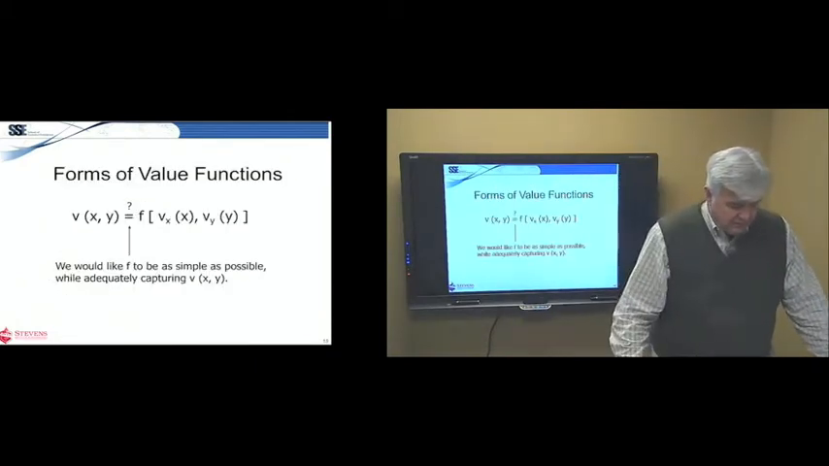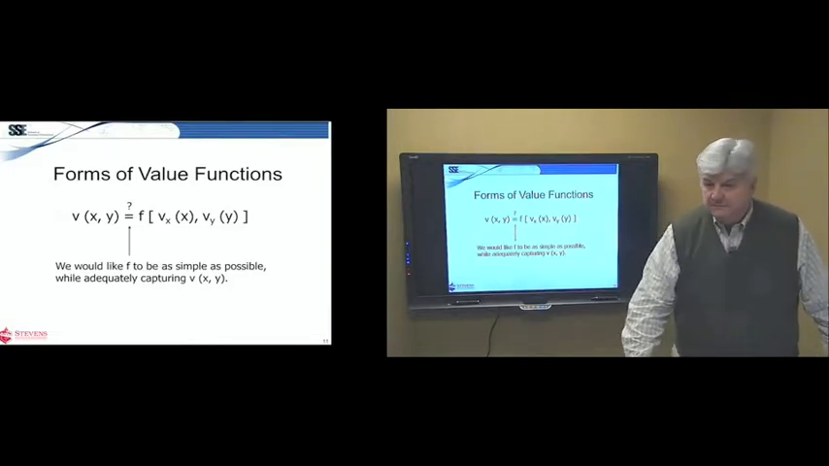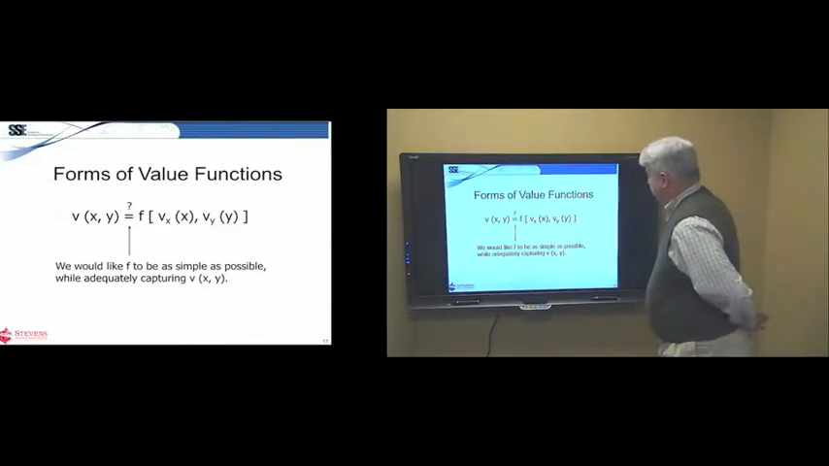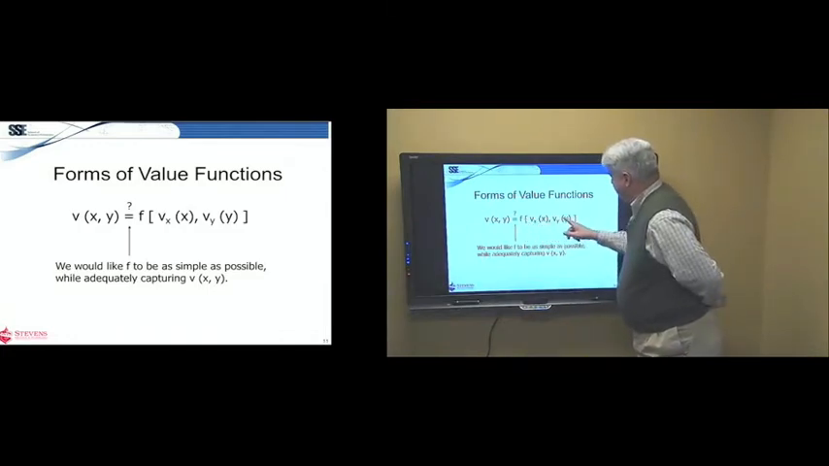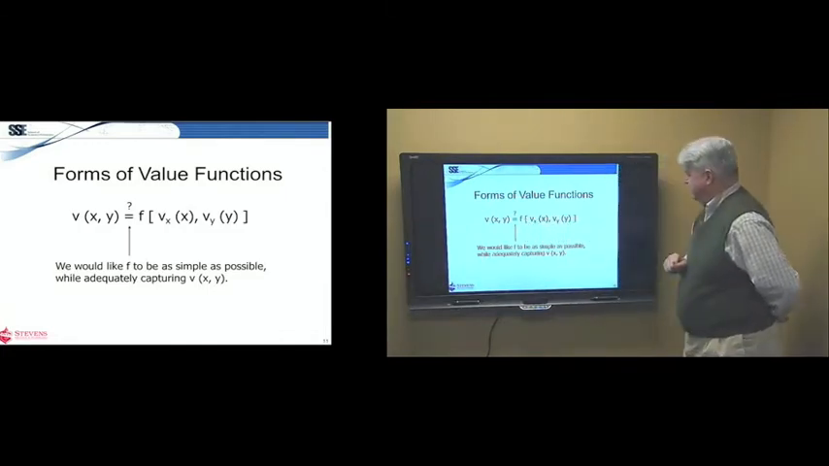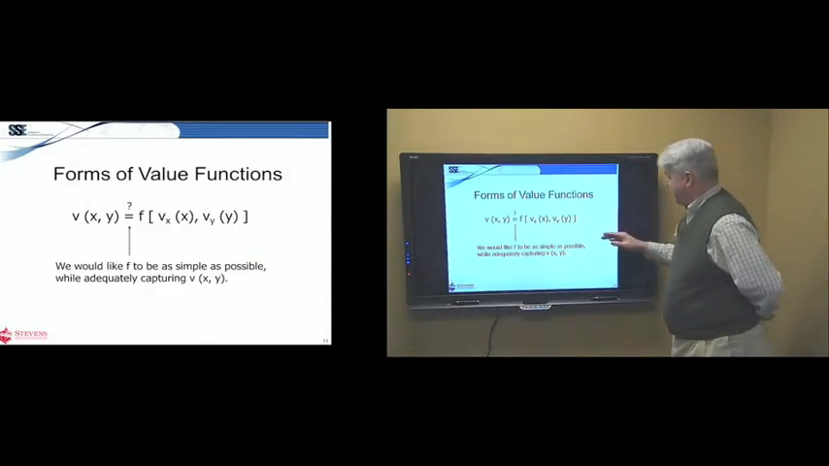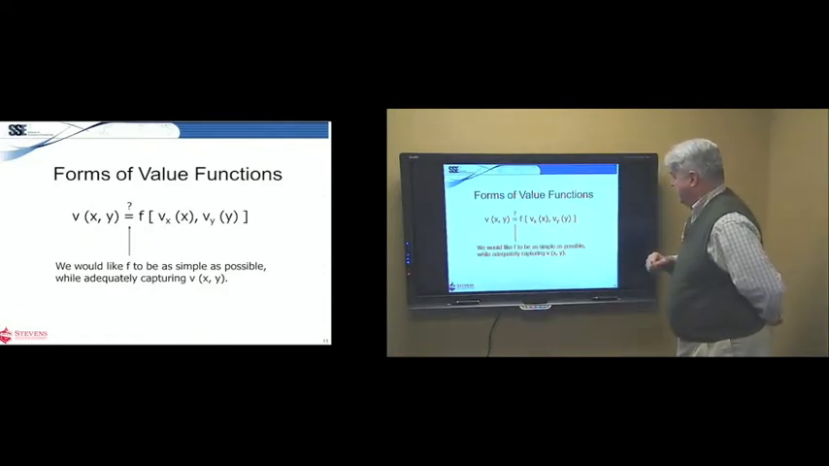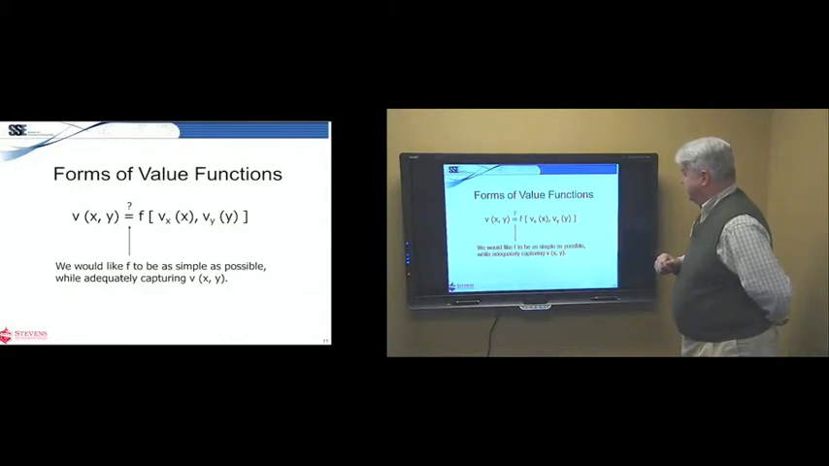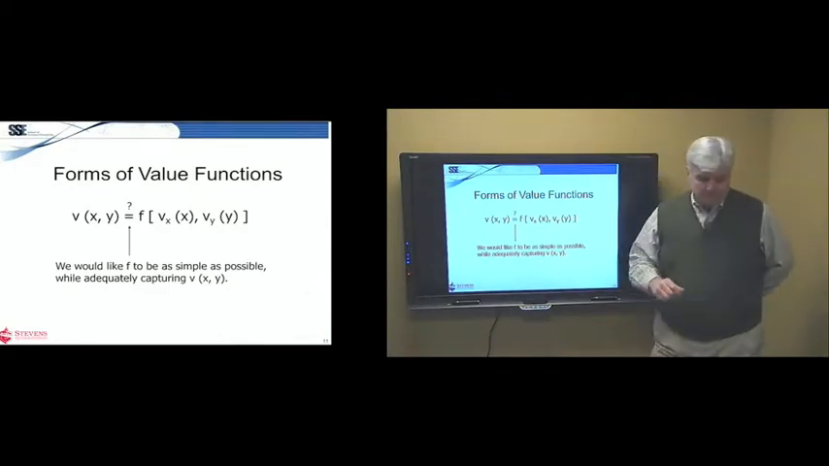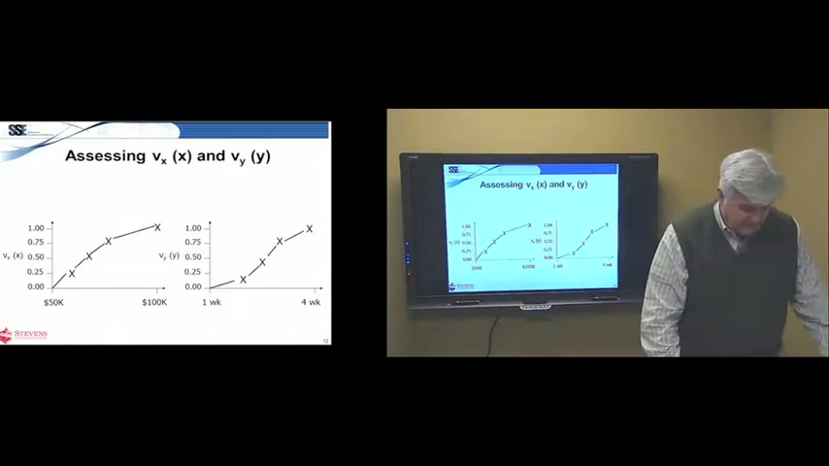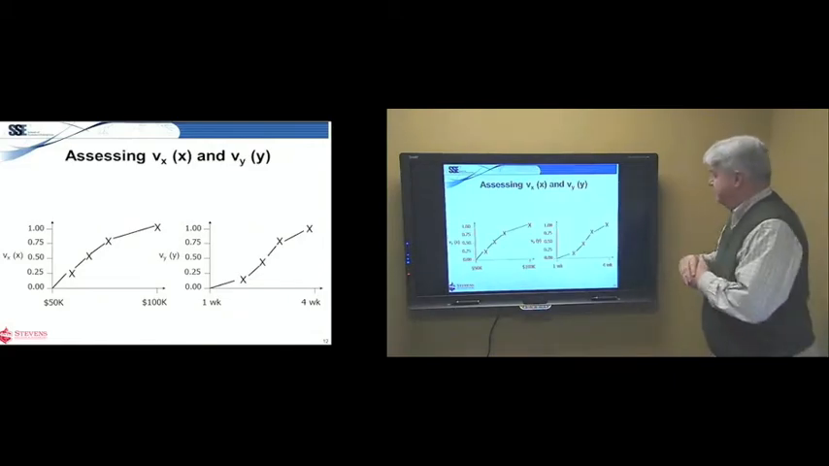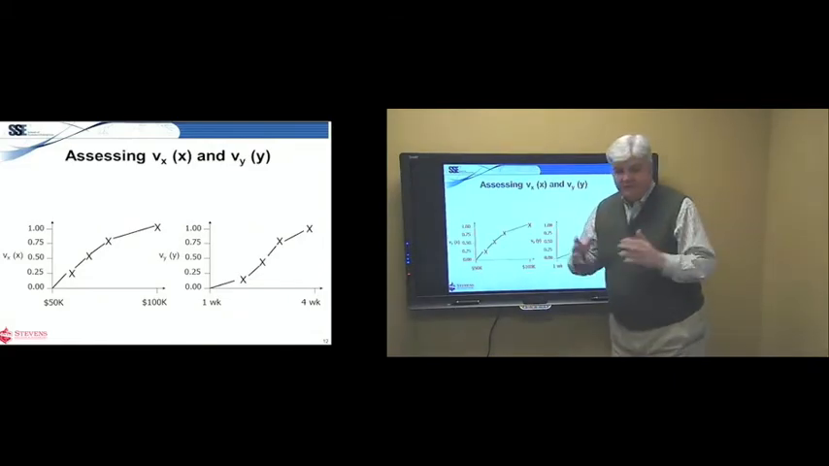So, what should be the form of the value function? We'd like this function of these two attributes, x and y. Notice I changed notation from x1, x2 to a simpler one, x and y, for this example. We'd like f to be as simple as possible, while adequately capturing the right relationship of the value of these two attributes. So for example, I might have job offers. I'm looking at job offers.